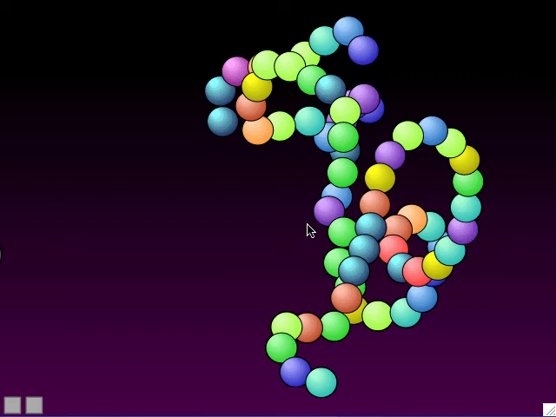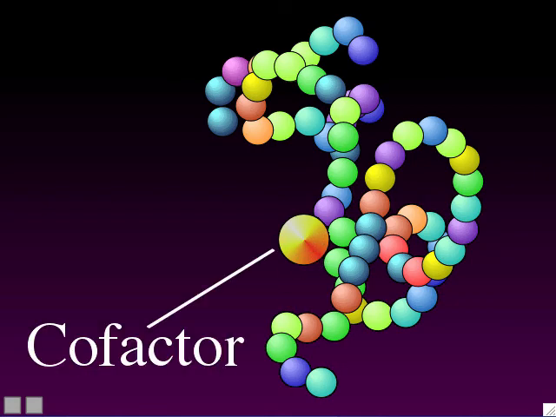And so there are two types of these non-protein helper molecules that help some enzymes bind their substrate. The two types are called cofactors and coenzymes. So let's start off talking about cofactors. So this is supposed to be a cofactor right there. There you go. So again, what is a cofactor?